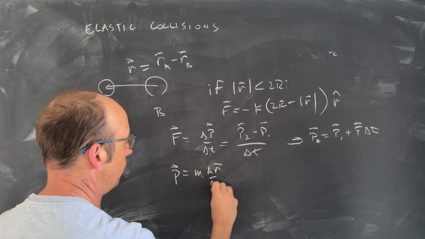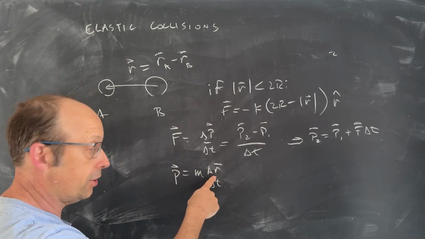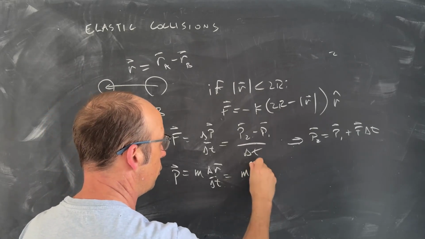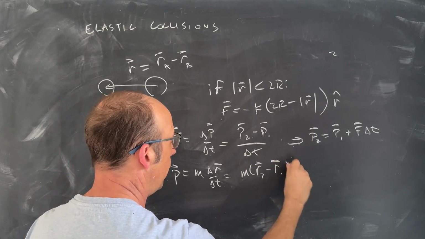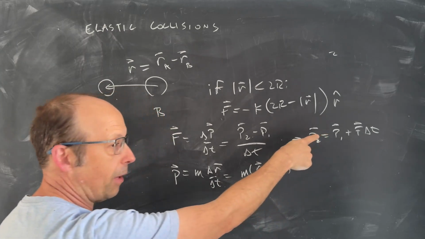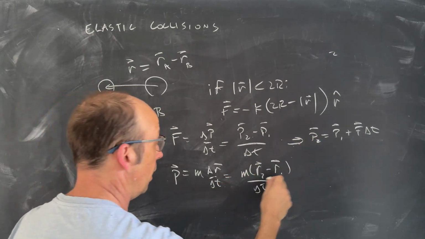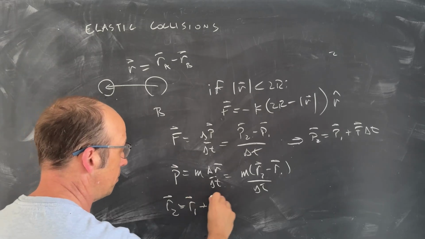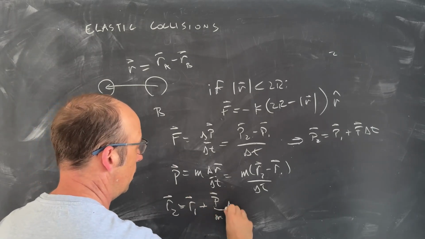Now, once I do that, I can say P is going to be equal to M delta R over delta T, where delta R is the change in position. So it's going to be M (R2 minus R1) over delta T. And this assumes I have a short time interval, right? And so I can get R2 is R1 plus P over M delta T.